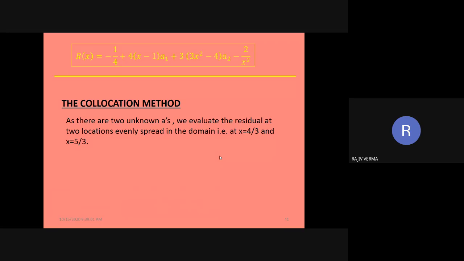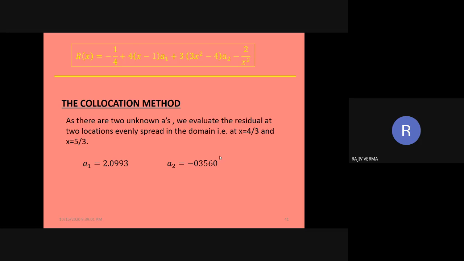So if we evaluate the residual at these 2 points, we are going to get 2 equations. Since we are trying to minimize the residual, the value of residual is supposed to be 0 at these 2 points, and this is going to give us 2 linear simultaneous equations containing 2 unknowns, A1 and A2, which can be solved to get the value of A1 and A2.